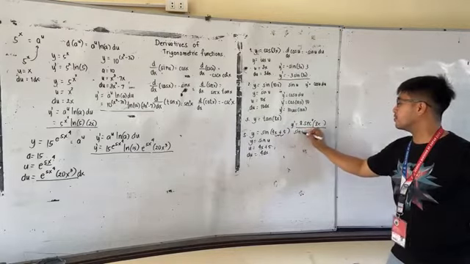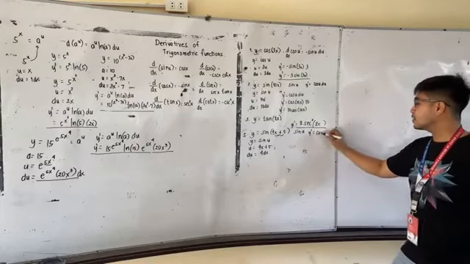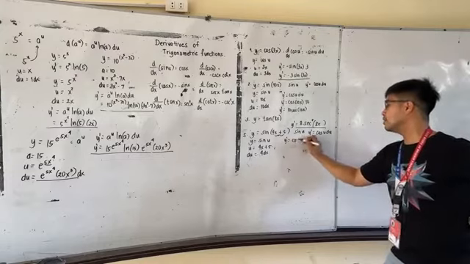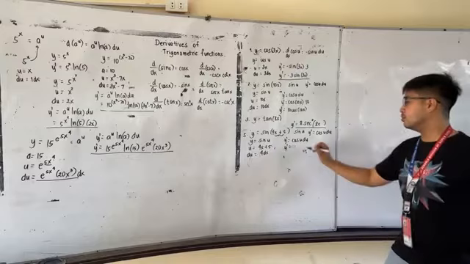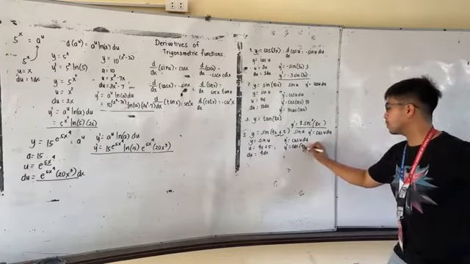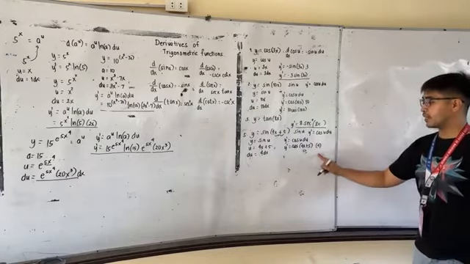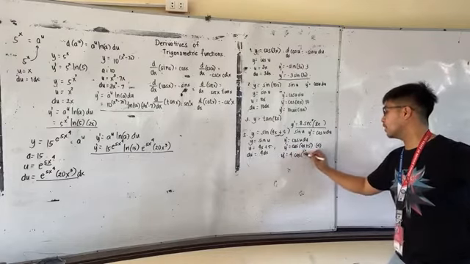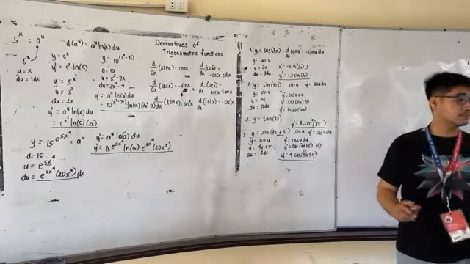Since it takes the form of sine u, the derivative of sine u becomes cosine u du. Right here. Y prime is equal to cosine u du. Therefore, y prime is equal to cosine of, what is our u? 4x plus 5. What is our du? 4 dx. Therefore, y prime now is equal to 4 cosine of 4x plus 5. And that is the answer.